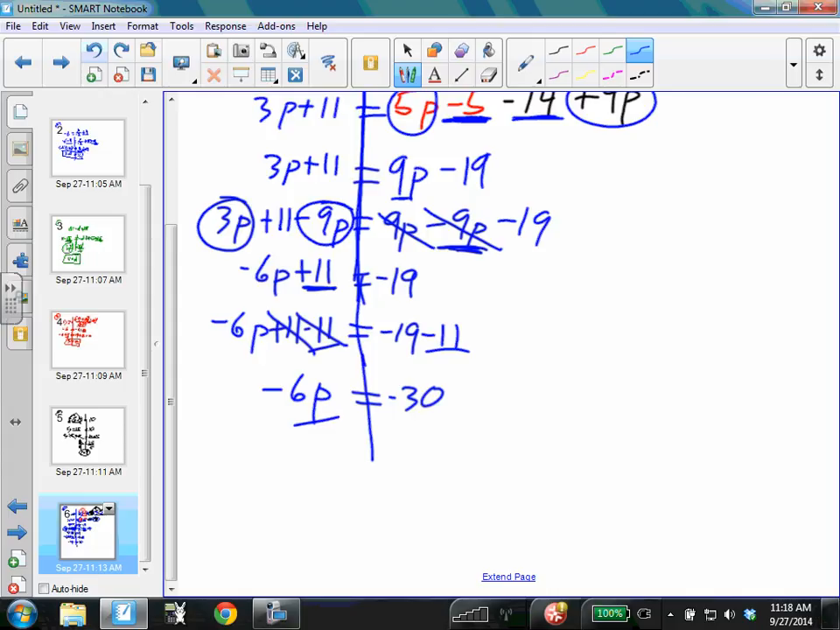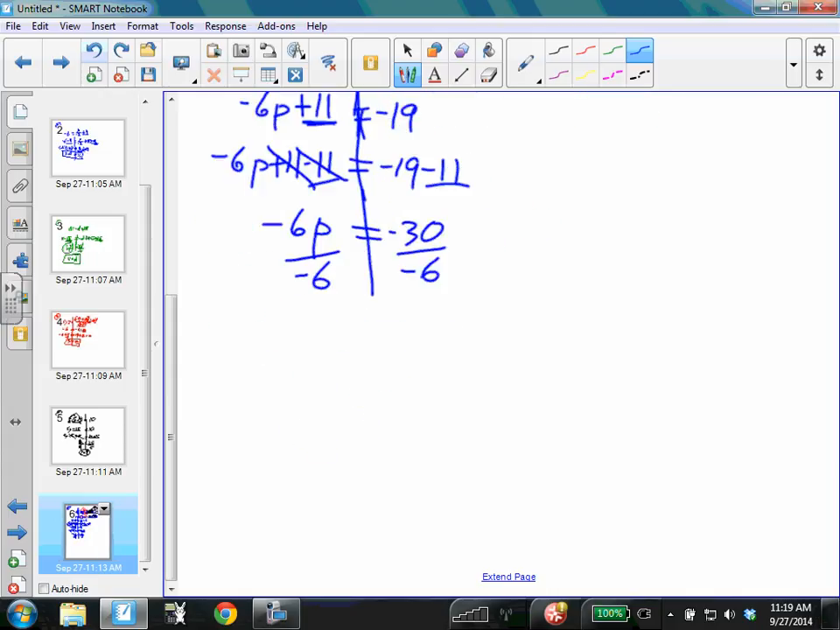And now I need to get p by itself. And since they're multiplying by a negative 6, I'm just going to divide by a negative 6 on both sides of the equal sign. So on the left, my negative 6's cancel, and I just get p is equal to. And on the right, I have a negative 30 divided by a negative 6. So a negative divided by a negative is going to make a positive, and 30 divided by 6 is 5. So p is equal to 5.